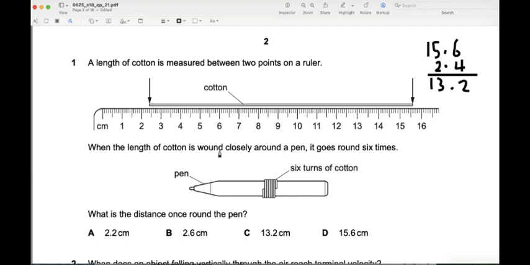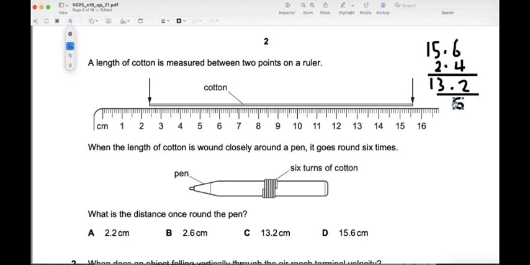When the length of the cotton is wound closely around a pen, it goes round 6 times. This 30.2 centimeters, when you wound it round the pen, goes round it 6 times. What is the distance once round the pen? Once round, meaning if you go round once, what will be the distance? The distance will be this 30.2 divided by 6 because it goes around 6 times.